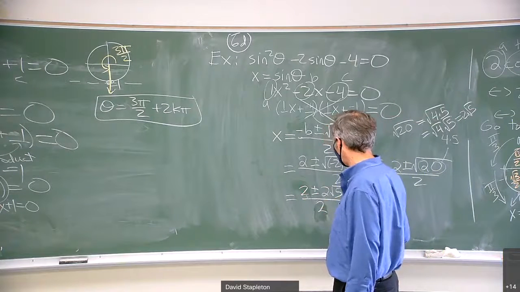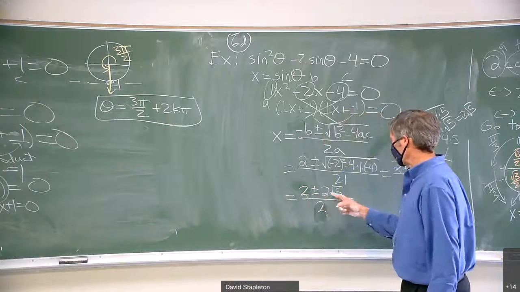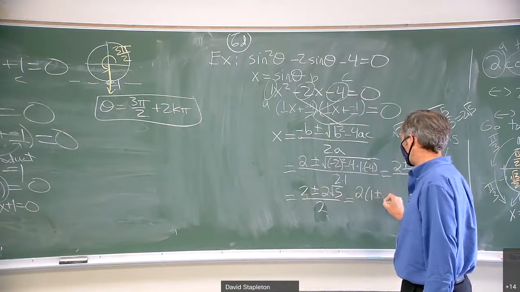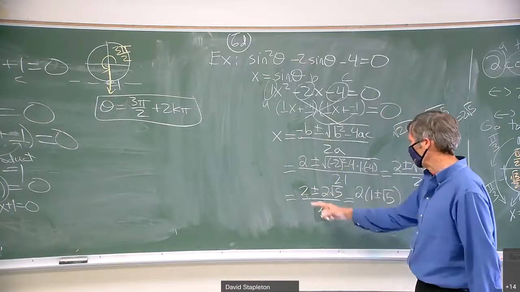I see people do that in the test a lot, which is why I wrote this down. It's a common mistake. What you do is you factor 2 out of the top. You see there's a 2 in everything. So you put 2 times 1 plus or minus square root 5, right? That factors the top, pulls the 2 out.